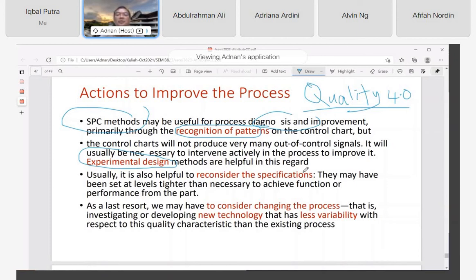As I mentioned, you may consider looking into the specification to decide what should be the appropriate specification. Maybe those who are in design never studied SPC or quality systems, so you need to advise them and educate them on how to decide specifications based on the capability of machines and equipment available in the company. And as a last resort, you need to consider changing the process, buying new technology and so on.